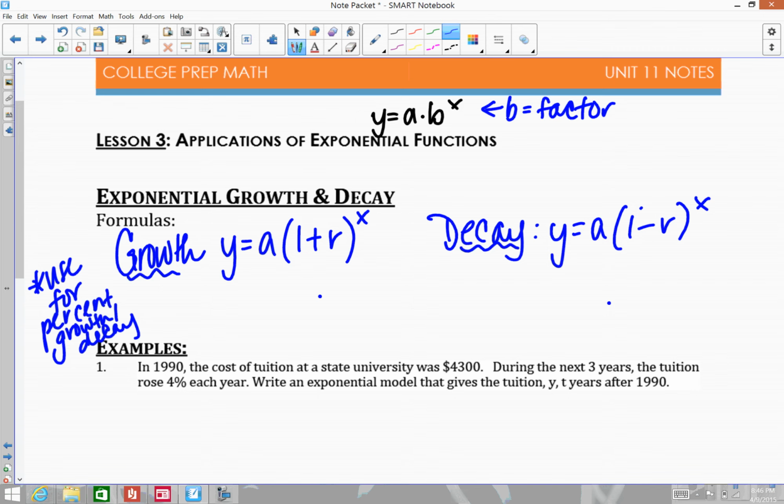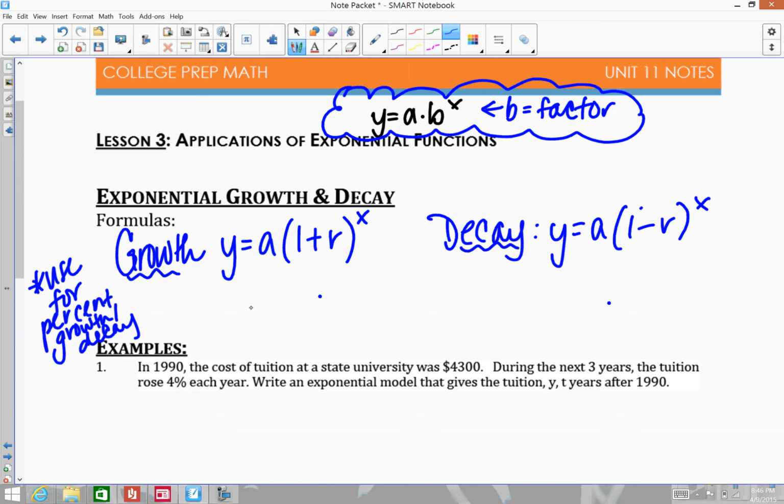So this stuff in parentheses ends up being the factor, but really the whole reason why I give you these formulas is because when you see these application problems, they typically use percents for growth or decay. But just keep in mind that if it says something about doubling or tripling or getting half the size or a third of the size, that's telling you the factor, and you would just use this original equation that we already have.